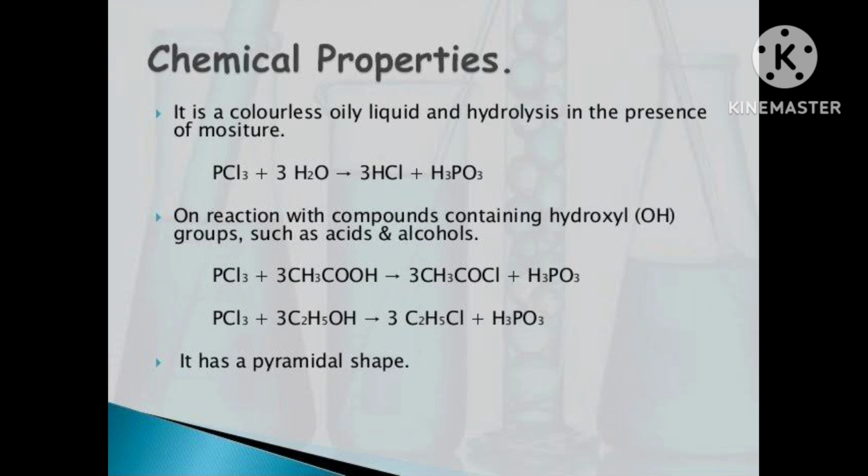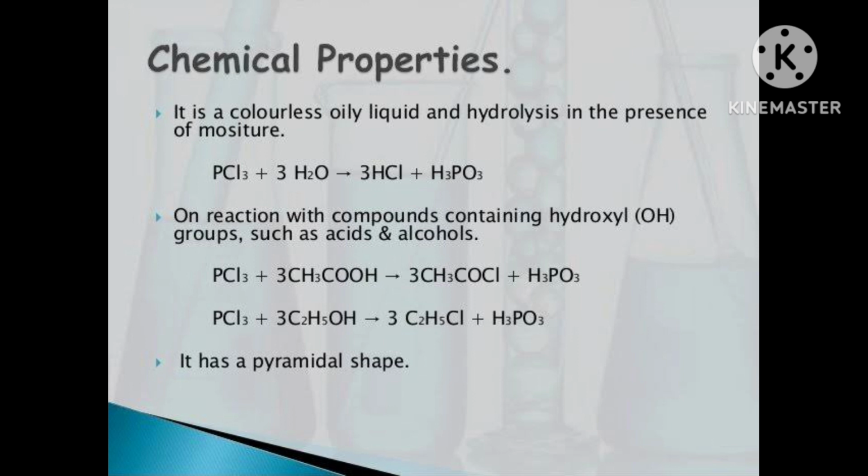Now I am telling you the application. It is used in the synthesis of some organic compounds, as for example ethyl chloride, acetyl chloride, etc. In gaseous and liquid phases, it has a trigonal bipyramidal structure. Don't forget, this question is asked many times: what is the structure of PCl5? This is a trigonal bipyramidal structure.